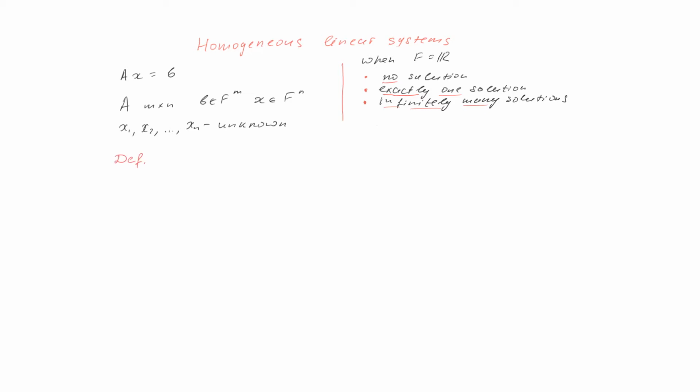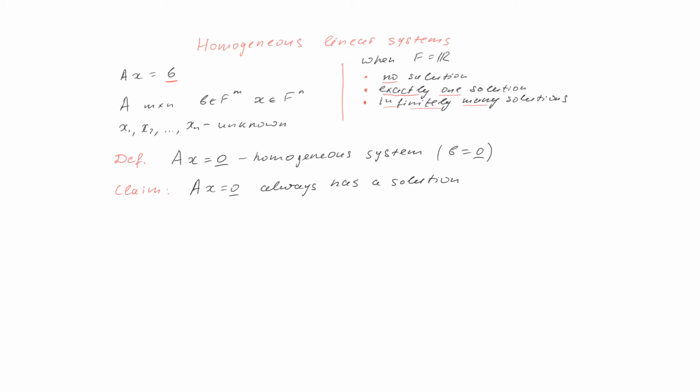The definition of a homogeneous system is very simple. It is the system of the form Ax = 0. In other words, the right-hand side of the linear system is a 0 vector. Now here's my claim. I claim that a homogeneous system always has a solution. My question to you now, is this claim correct or not? Think about it and then we'll continue.